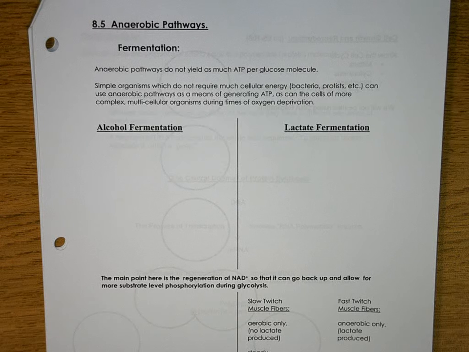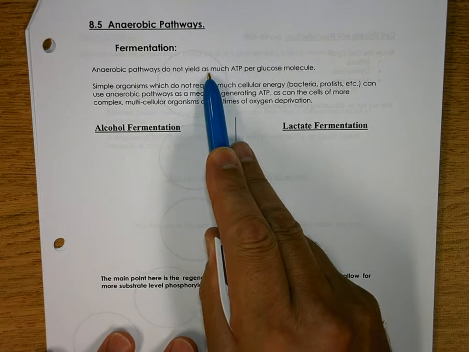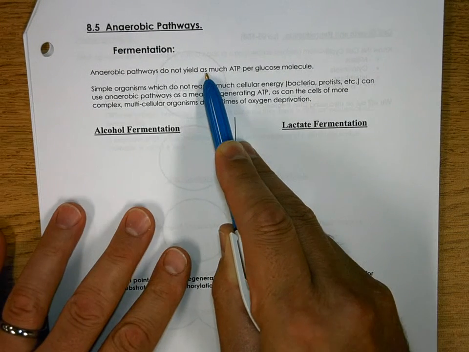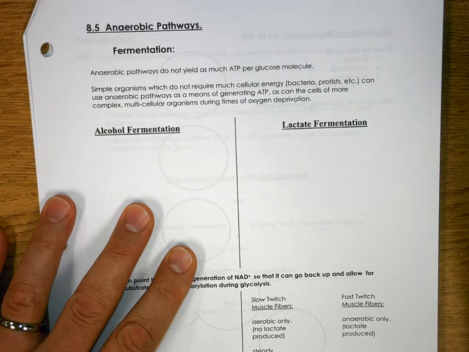This study guide I'm showing you here is actually from my advanced biology class, but we're going to use it because it'll work. And we're only going to concentrate on how humans would do this, not bacteria and other things. So we're going to concentrate on the lactate fermentation, or on the right hand side. But it is true, if we look here, that anaerobic pathways do not yield as much ATP per glucose molecule as you would get via aerobic processes.